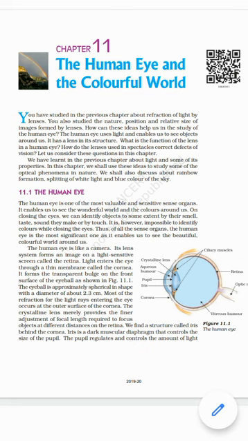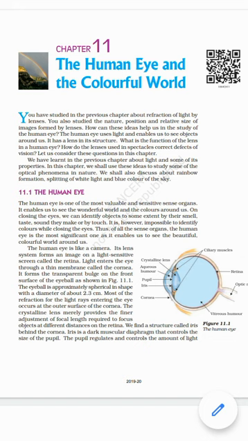Today I am going to start chapter number 11, The Human Eye and a Colorful World, for class 10th. We will start the first part of the chapter, The Human Eye. In this chapter, we will study the human eye that uses light and enables us to see objects, and all about the human eye. So let's start with the human eye.